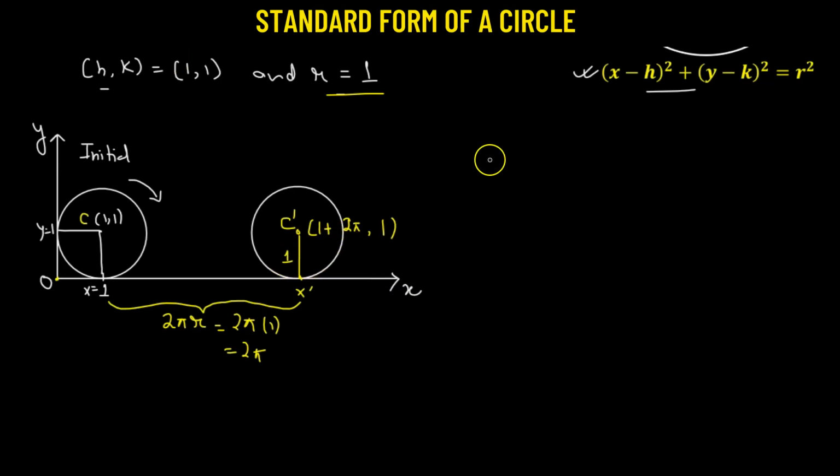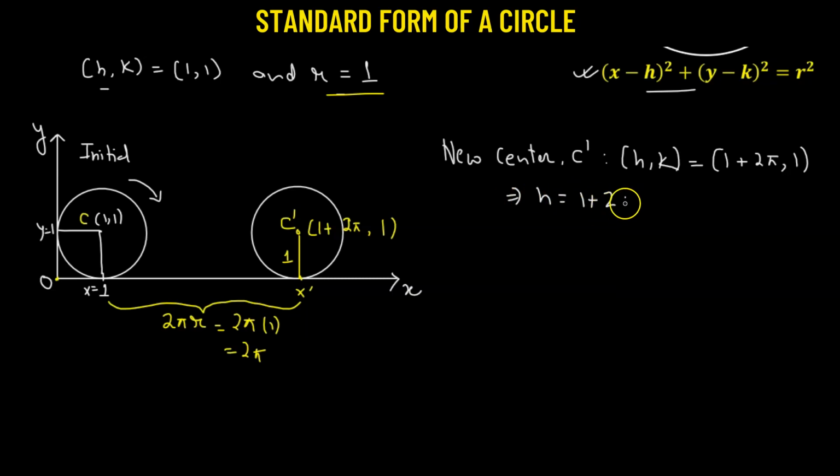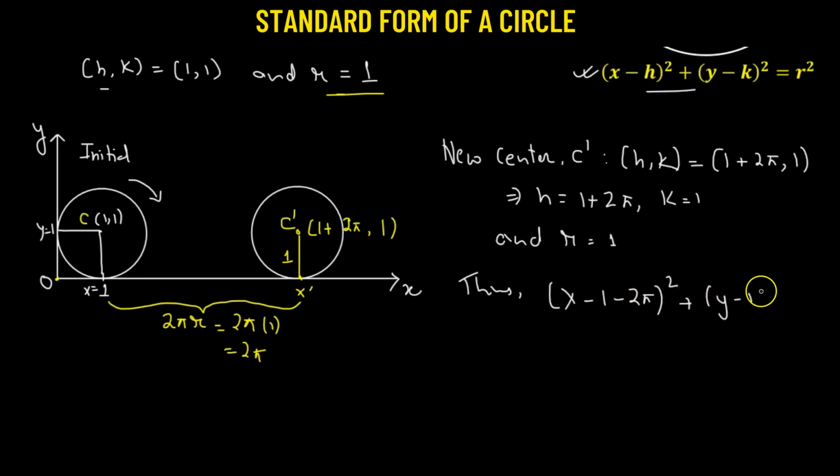So now that we have the coordinate of the new center, which is c prime, this is h comma k, that came out to be 1 plus 2 pi, and the k value is 1. So the h value is 1 plus 2 pi and our k value is 1, and we have already obtained the radius, that's equal to 1. Therefore, we can rewrite our equation as x minus h, so the h value is 1 plus 2 pi, whole squared plus y minus k, the k value is 1, whole squared equals the square of the radius. So this is going to be the equation of the new circle.